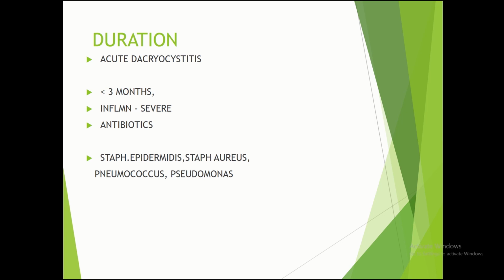Duration, acute dacryocystitis usually lasts less than 3 months. The inflammation tends to be severe, and it will respond to antibiotics. What are the common organisms which cause acute dacryocystitis? Staph epidermidis, Staph aureus, Pneumococcus, Pseudomonas are some of the commonest organisms which cause your acute dacryocystitis.